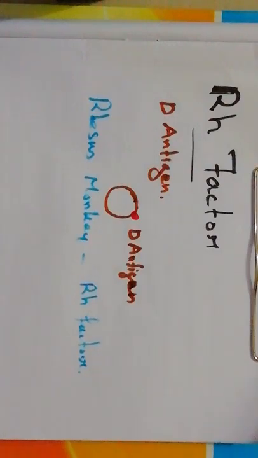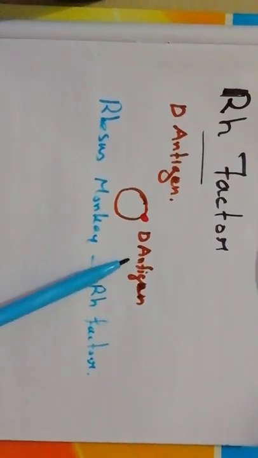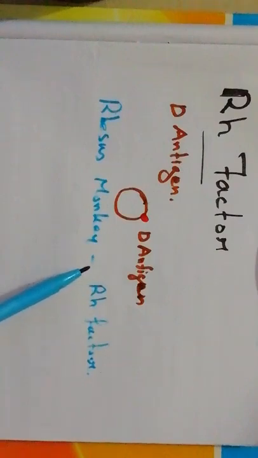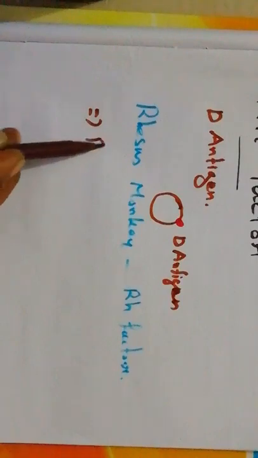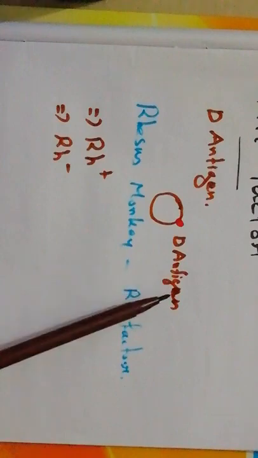Do you get me? So why is the name given? Because this factor or this D antigen was first found on the surface of the RBC cells in rhesus monkey blood. Hence this name is given as RH factor. Now as per the presence or absence of this D antigen, the blood will be classified into two types. One is RH positive, the second one is RH negative. RH positive as well as RH negative. Hope you understood. If there is a presence of this D antigen, it is known as RH positive, and if there is no D antigen, it will be considered as RH negative blood group.